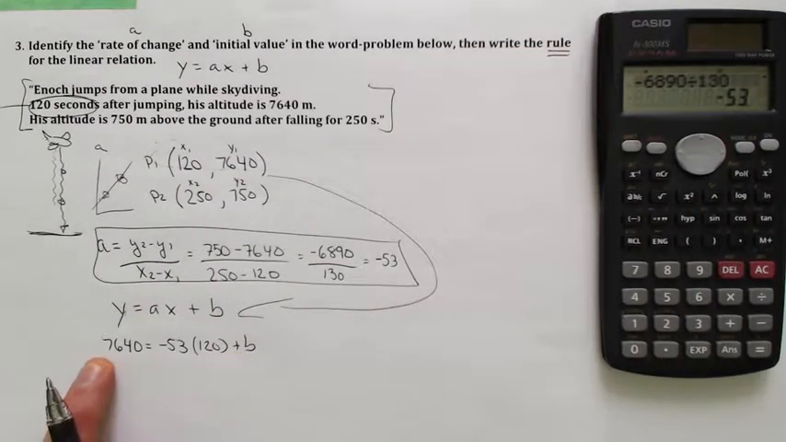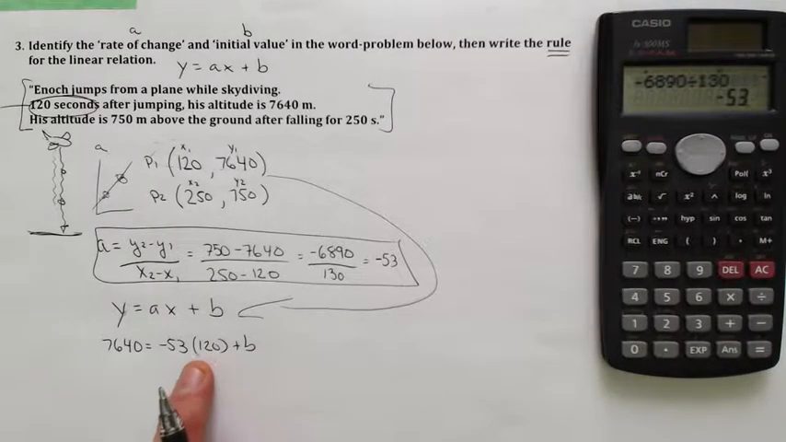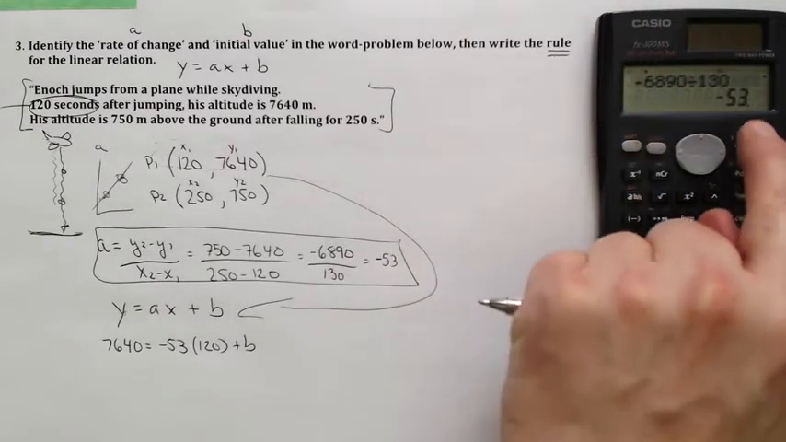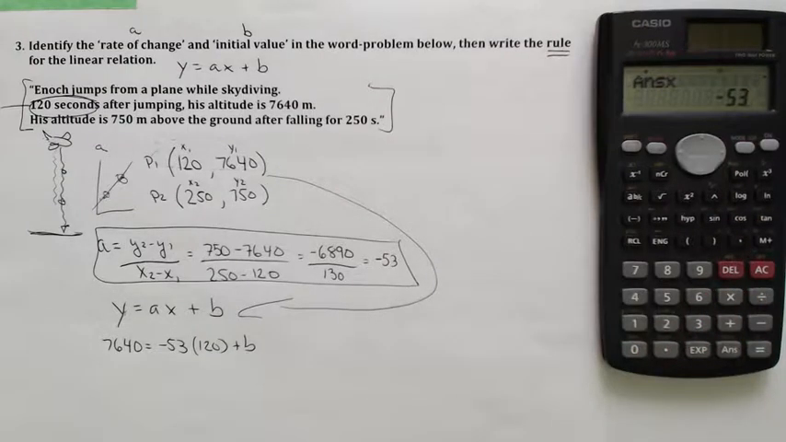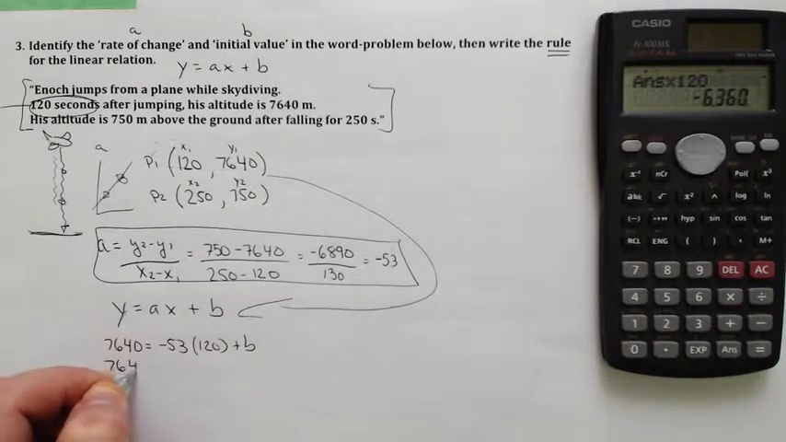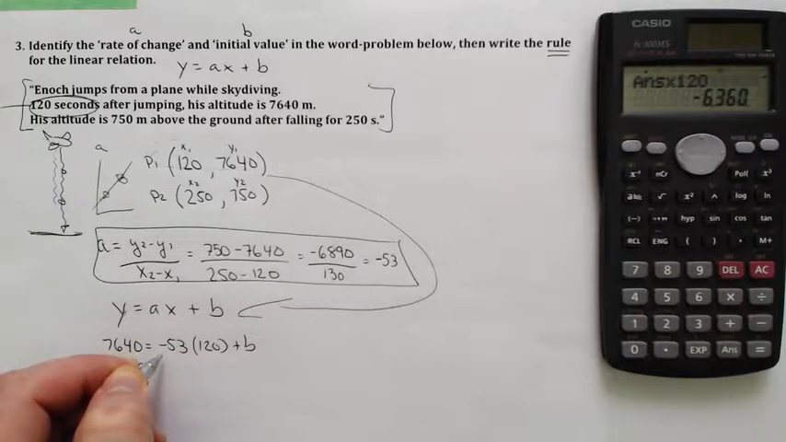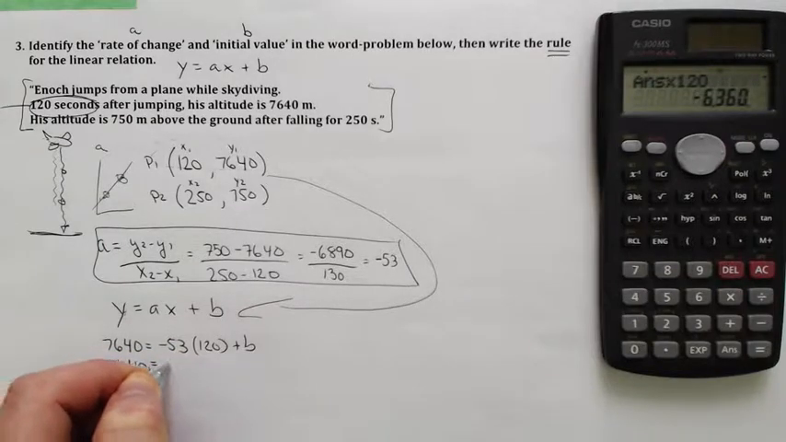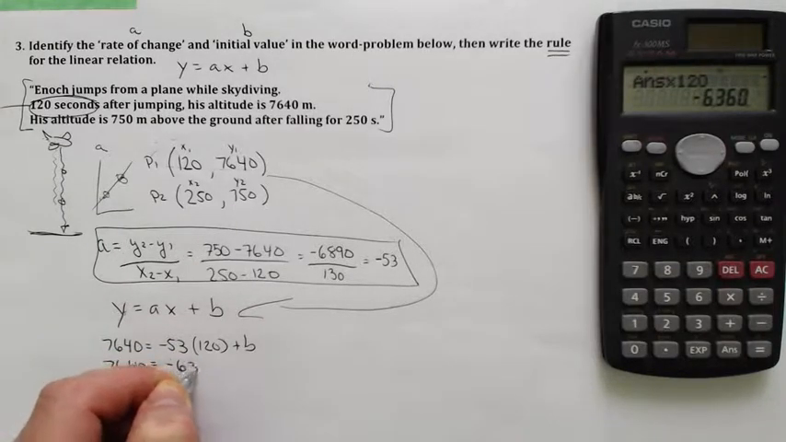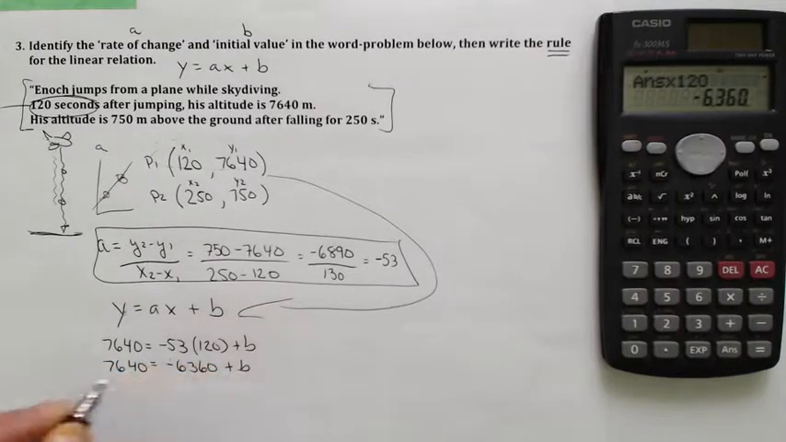So now we have to simplify this equation over here. We're going to do this multiplication first. So negative 53, it's already in my calculator. I'm going to multiply that by 120 and hit equals. And that's going to give me negative 6,360. So I rewrite the equation, but now instead of that product over here, I'm going to write down the actual value of it, which is negative 6,360 plus b. Now I'm trying to isolate my b. So this negative 6,360 is kind of being taken away from my b, so I'm going to add it to both sides.